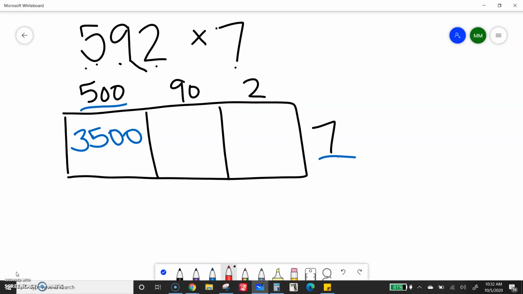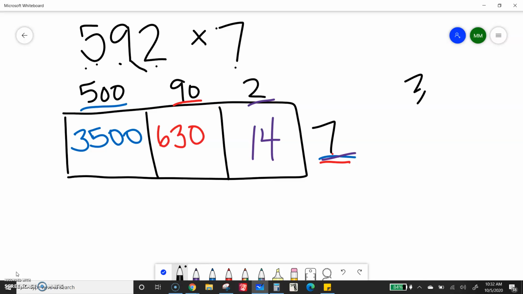Here we have 90 times 7 in this middle box. 9 times 7, I can use my finger tricks or sing my 7 song. 7, 14, 21, 28, and 35, 42, 49, 56, and 63. So 63, just 1 zero this time. And then this last box is 2 times 7, which is 14.